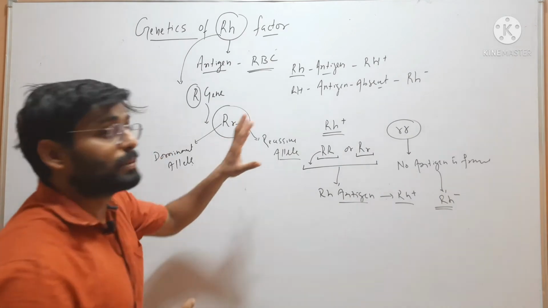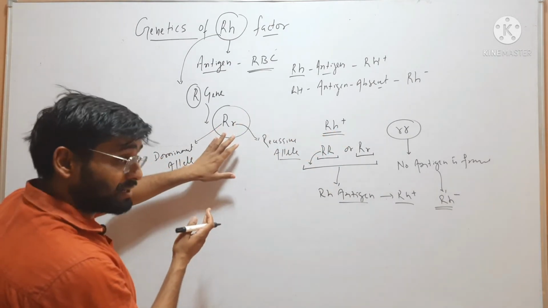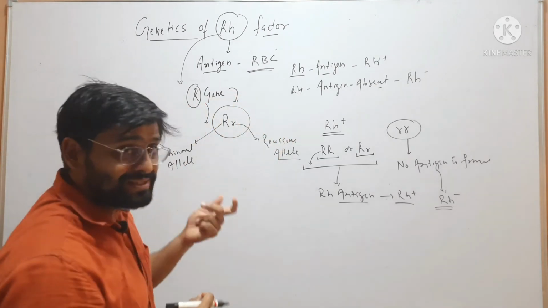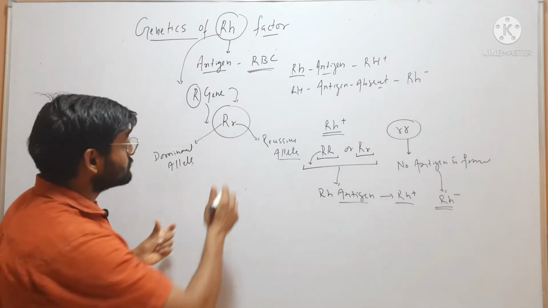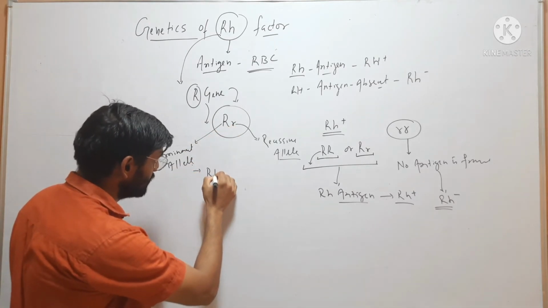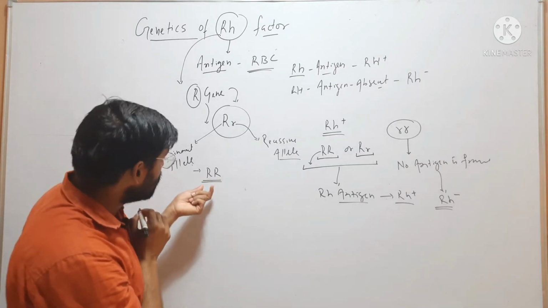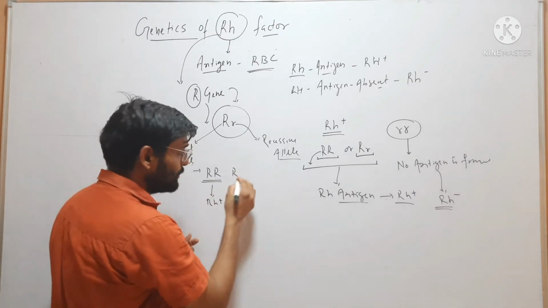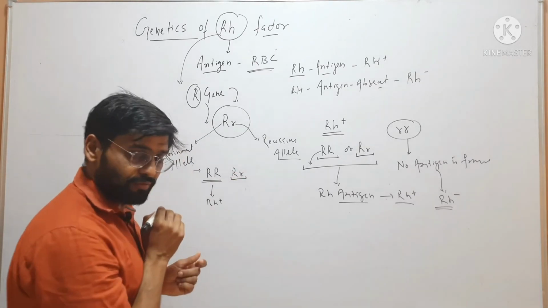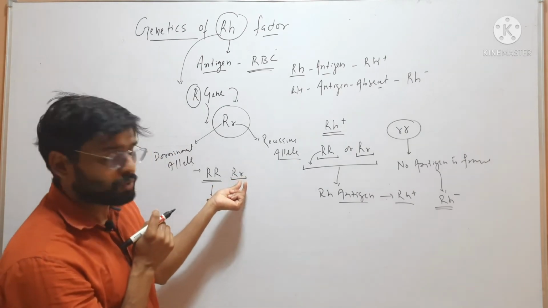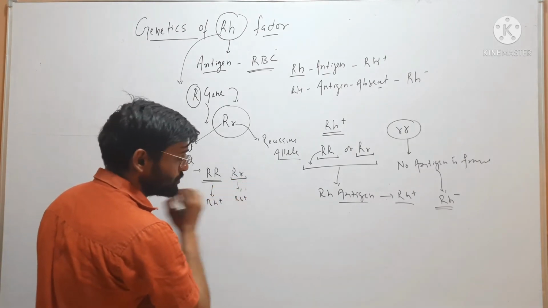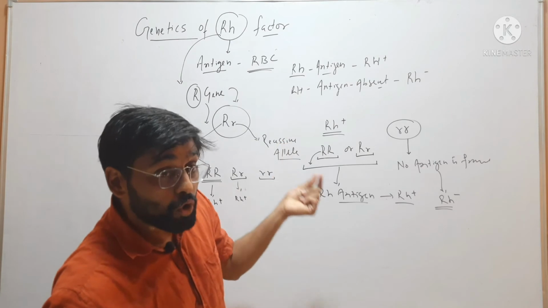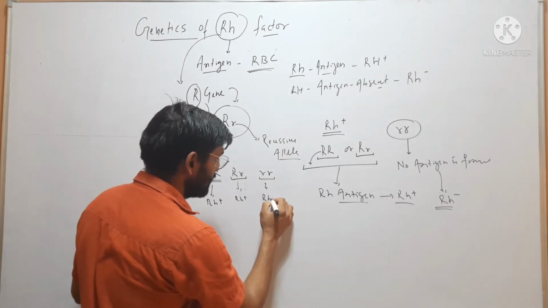So this Rh factor is controlled by a gene, that is the R gene, and this R gene has two alleles, capital R and small r. If two copies of capital R are present, then it is Rh positive. If one allele is capital R and one allele is small r, then it will also be Rh positive. When two copies of small r are present, then it will be Rh negative.